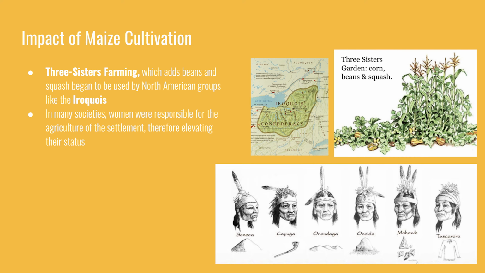We'll talk about the Iroquois a little bit later on in this lecture again, but they adopted Three Sisters farming, and as you can see, one of the main elements of Three Sisters farming is the growing of corn. And since women were generally responsible for the agricultural duties in that society, it elevated their status because of everything that they did to contribute to the livelihood of the tribe as a whole.